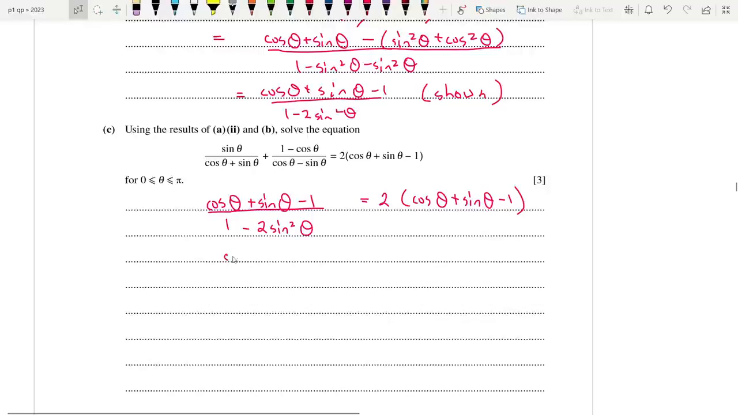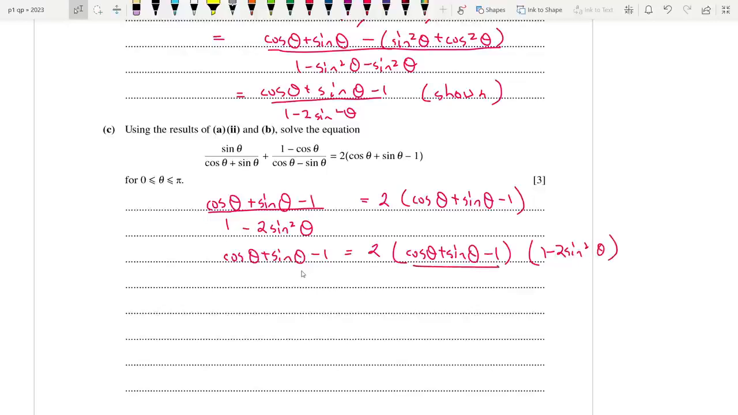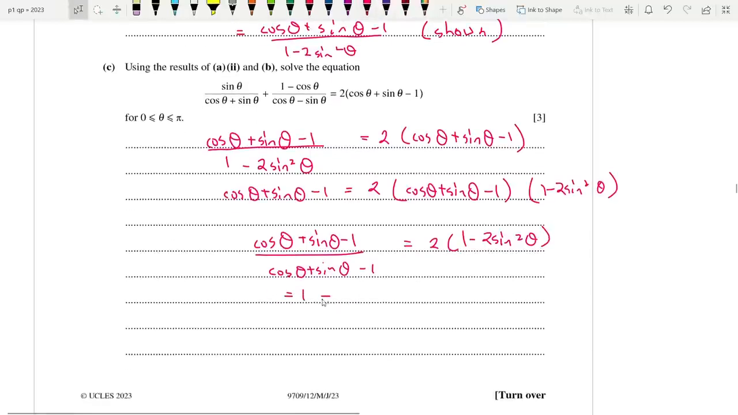We can actually do this. Check this. Cos theta plus sin theta minus 1, I'm cross multiplying, is equal to 2 into cos theta plus sin theta minus 1 into 1 minus 2 sin square theta. Now I'm going to bring this one on the left hand side. So can I not write cos theta plus sin theta minus 1 divided by cos theta plus sin theta minus 1 equals 2 times 1 minus 2 sin square theta? We end up with 1 on the other side. Okay. Now what? How are we going to solve this?